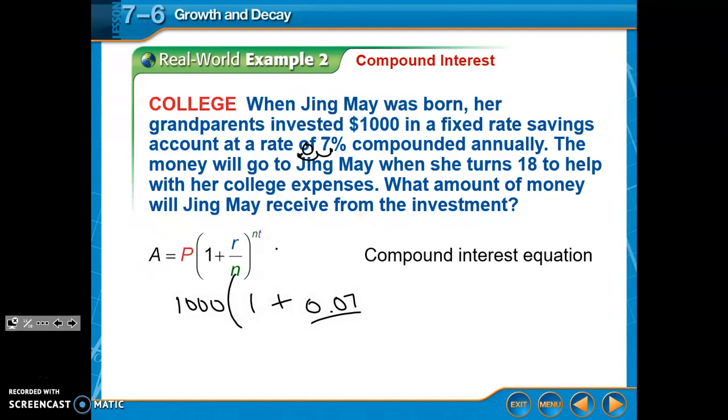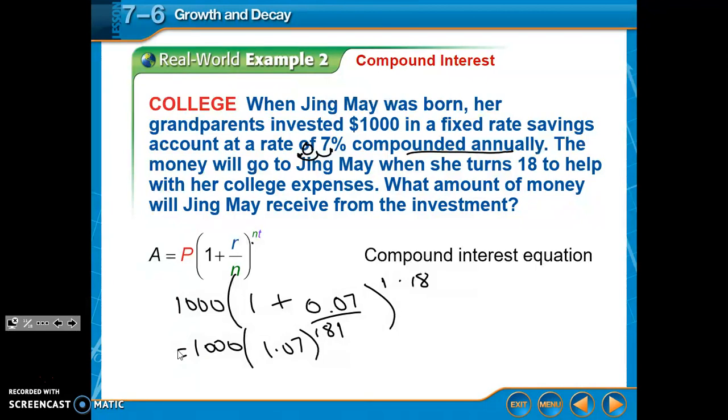Our N is how many times it's compounded per year. Here they said it's compounded annually. So it's just every year they're going to compound it once. So our N in this case is just 1. And then 1 again. And T is the number of years. So when she was first born to when she was 18, 18 years have passed. I'm going to do times 18 in the power there. Okay? So this is going to become 1,000 times 1.07 to the 18th if we simplify a little bit.